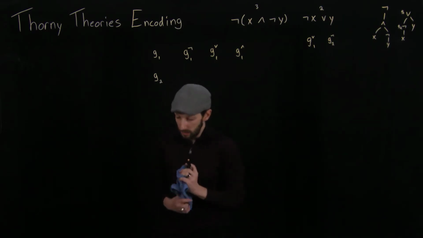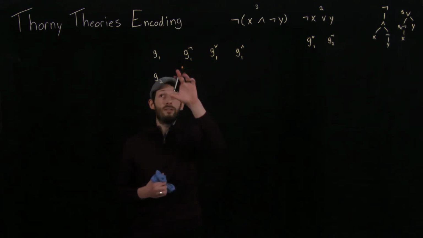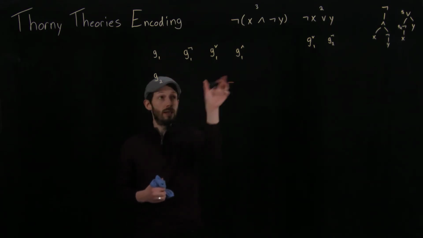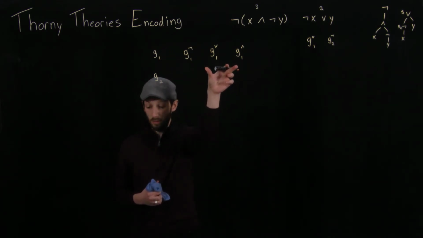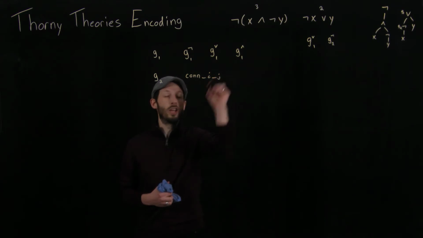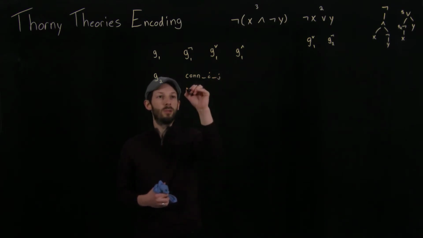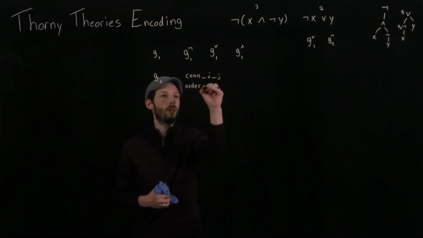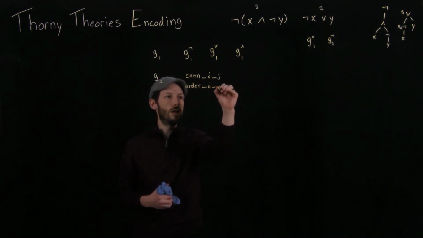All right, so let's dive a little bit deeper with this. We have propositions that say what is the output of a gate. We have propositions that say what is the type of a gate. We need propositions that say two individual gates, gate I and gate J, are connected, and we need propositions that say there is an order between I and J as well.